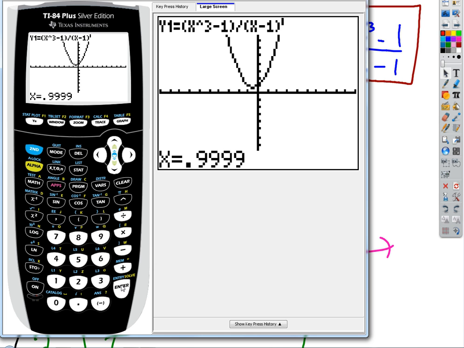If I go 0.9999, he's at 2.9997. So as this calculus ant takes itsy-bitsy steps from the left, as he's walking from negative numbers towards positive numbers, as he approaches that value of x equals 1, we're tracking his y values. What's it look like he's trying to get to? 3. It just looks like that, doesn't it?